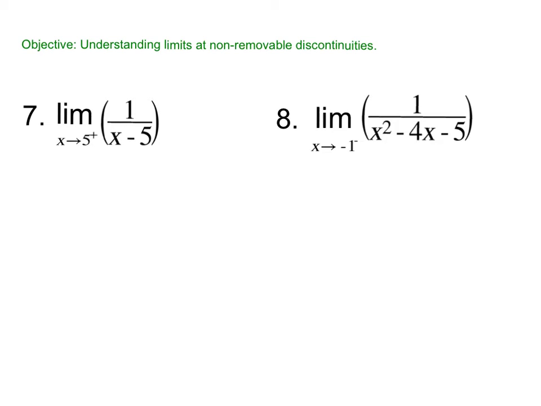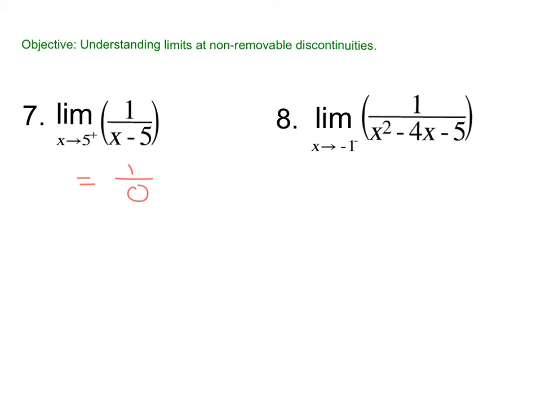All right, how about this? Now we don't have a picture, so these are a little trickier. The limit as x approaches 5 from the right, 1 over x minus 5. If I try to plug in 5, I get 1 over 0, right?